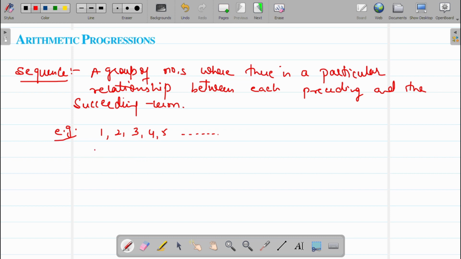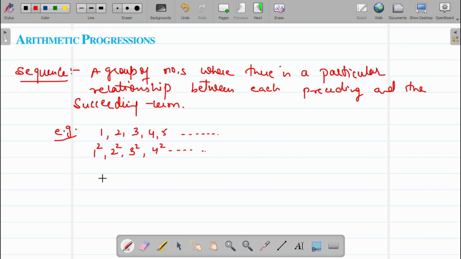Second one can be 1 square, 2 square, 3 square, 4 square, and so on. Again, it's a sequence. What are we looking at? We are looking at the squares of natural numbers. It's 1 square, the second term is 2 square, the third term is 3 square, the fourth term is 4 square. So obviously we know already the fifth term is 5 square, the sixth term is 6 square, like that, right?